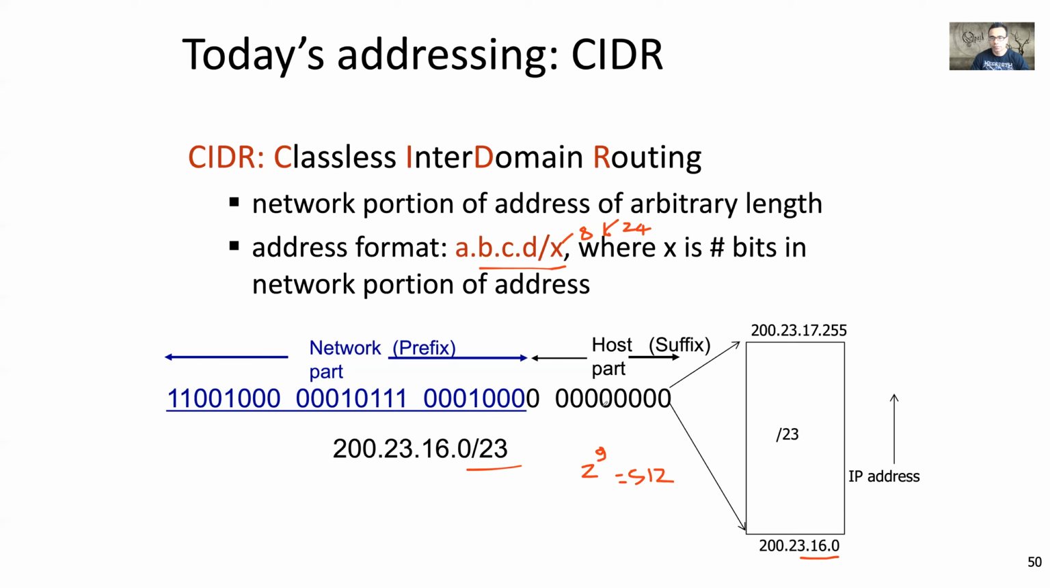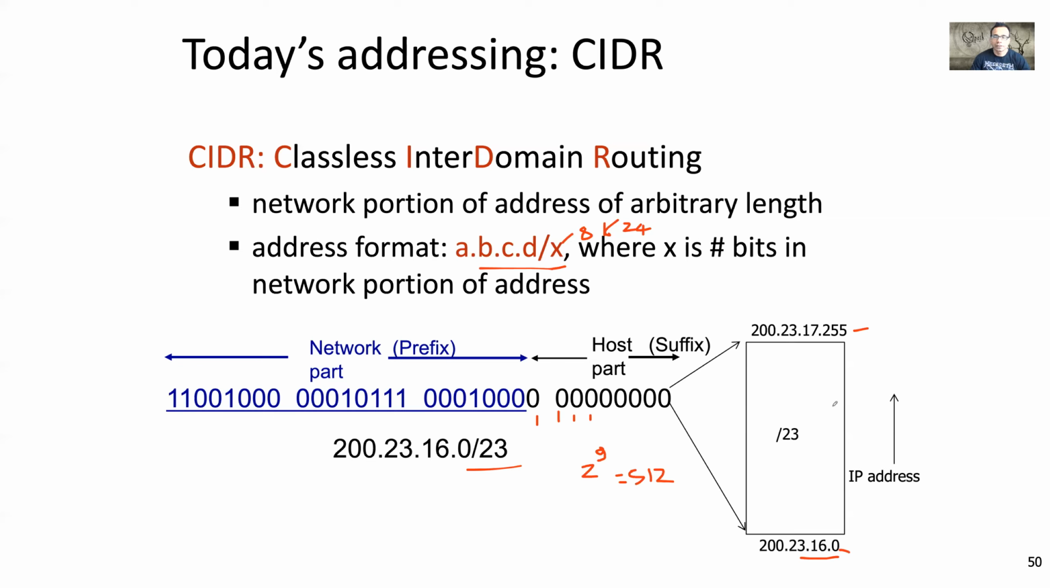And the range of IP addresses would be all the way from all zeros, so all the 9 bits being all zeros, which is this, and then all the 9 bits being all ones. If you convert that to decimal, that would be what you get. This is what's referred to as the largest IP address, and this is what's referred to as the smallest IP address in this particular block.